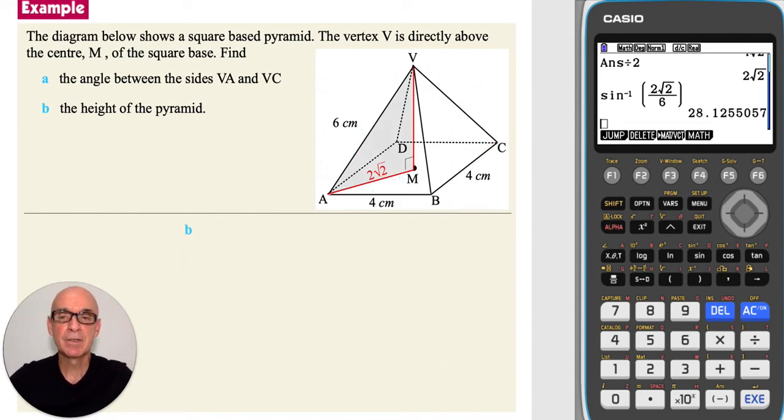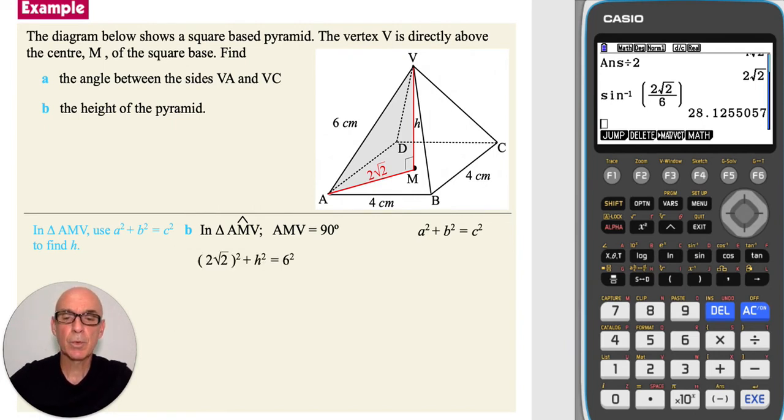In part B, to find the height of the pyramid, identifying the height on the diagram, we can use Pythagoras' theorem to find h. Squaring and adding the 2 shorter sides and equating it equal to 6 squared, the hypotenuse squared. Simplifying the calculation, subtracting, and then square rooting gives the value shown.